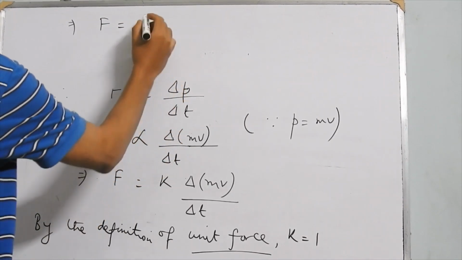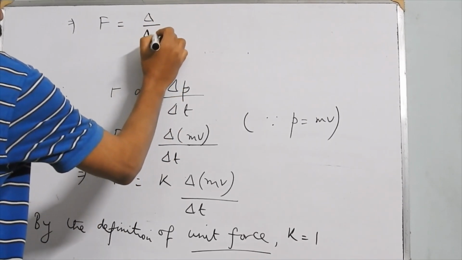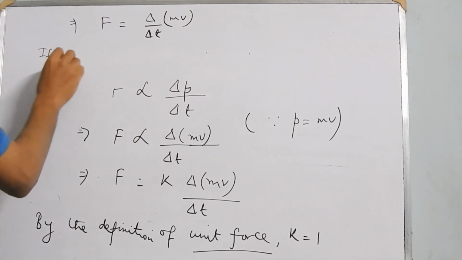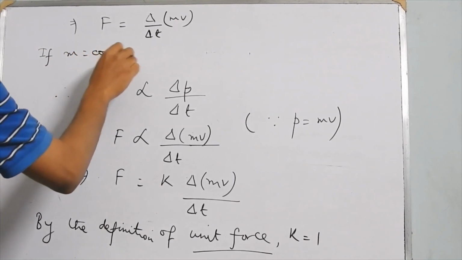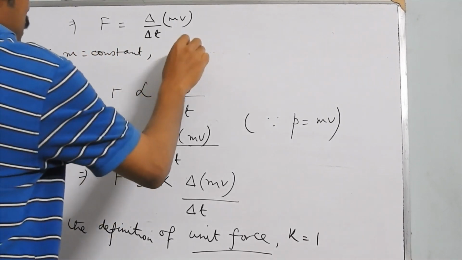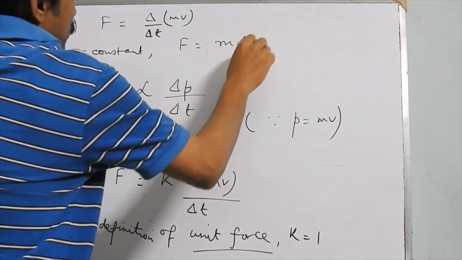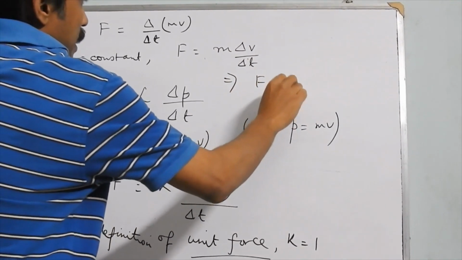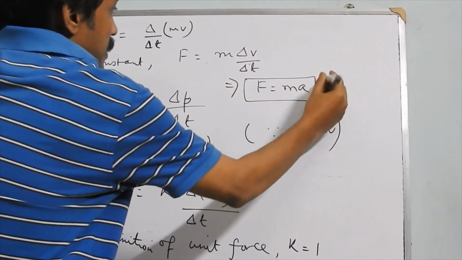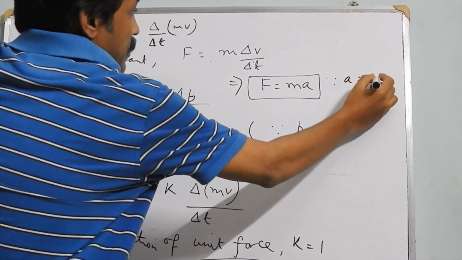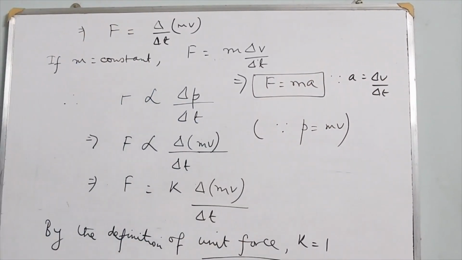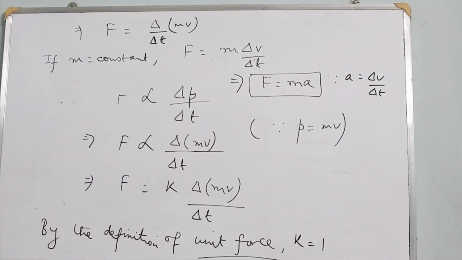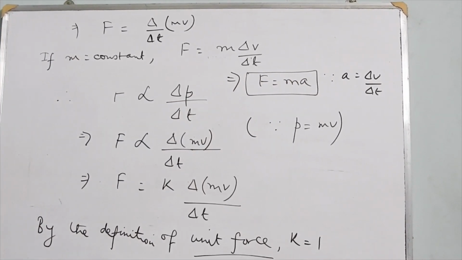So by this definition, K is 1, and so you can say that F equal to, if mass is constant, we write it as F equal to m delta V by delta T, and finally we write F equal to ma. Since acceleration is rate of change of velocity, delta V by delta T is acceleration. So this is the statement of Newton's second law as force equal to mass into acceleration, provided mass is constant.